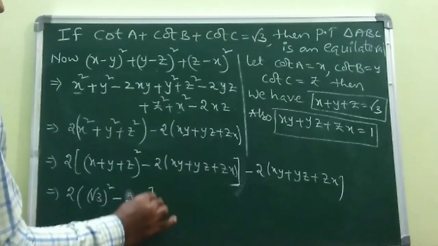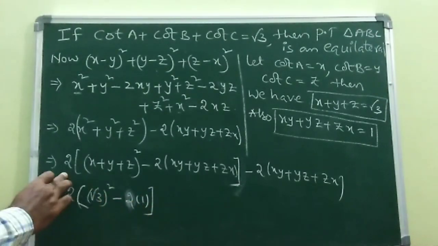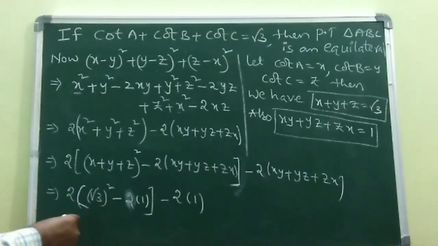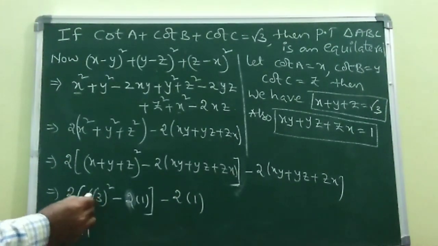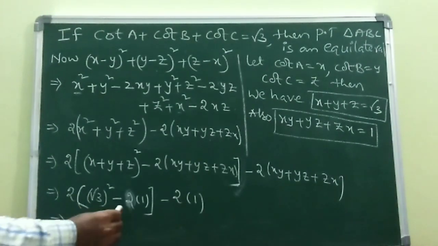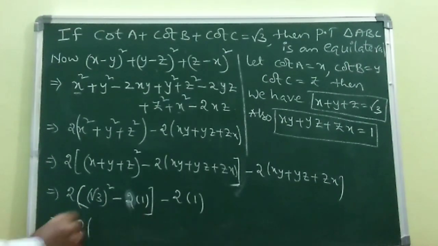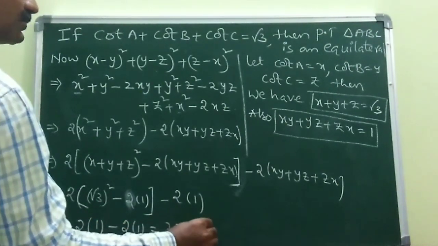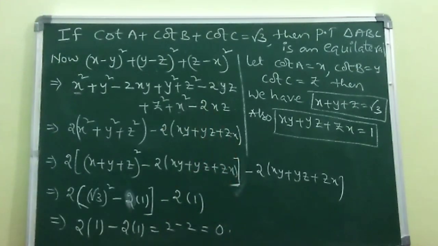2 into 1. This whole should be multiplied with 2. Minus 2 into, this is again 1. So you see my dear, this is 2 into root 3 whole square, which is nothing but 3. Minus 2 into 1, minus 2. 3 minus 2 is nothing but 1. Minus 2 into 1. Finally this is 2 minus 2, which is equal to 0.